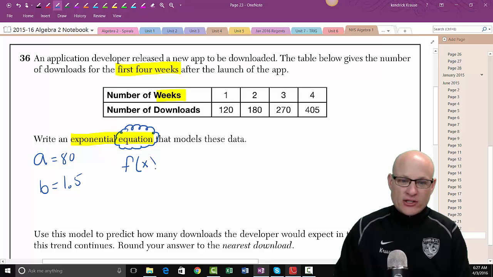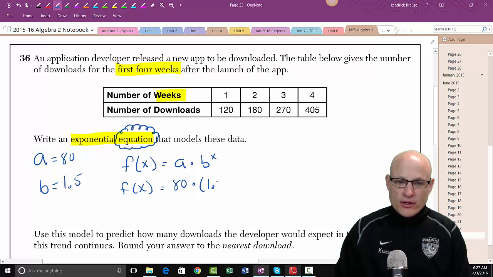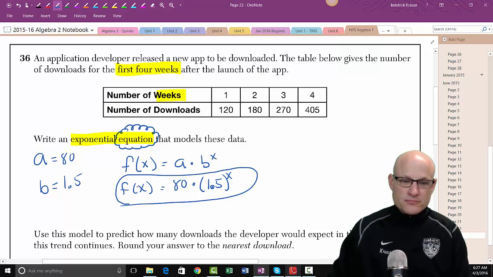So I'll do f of x equals a times b to the x. And so f of x is equal to 80 times 1.5 to the x. So there's my answer to the first question.